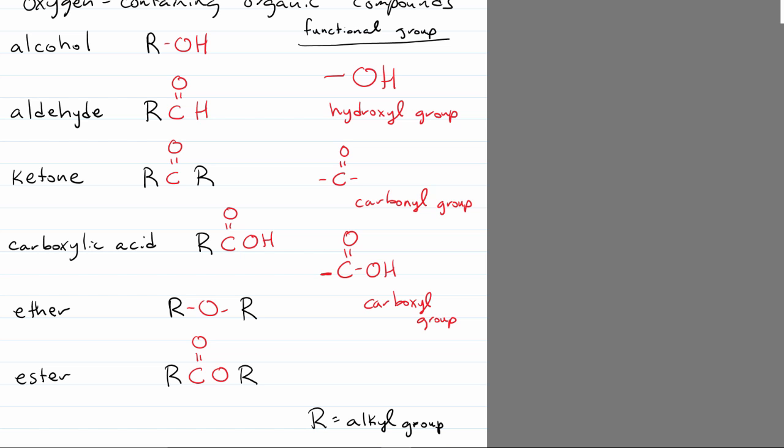So ketones end with an O-N-E suffix. This here was an alcohol, and alcohols end with a suffix of O-L. So this is ethanol. This one here is butanol. And this one here was a carboxylic acid. This one's going to end with a suffix of OIC acid.